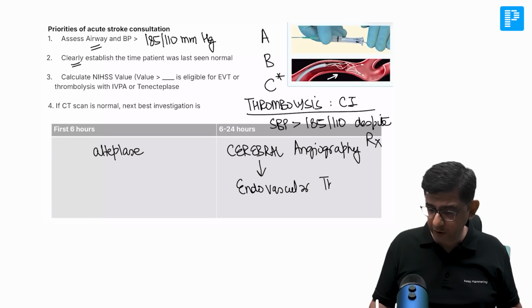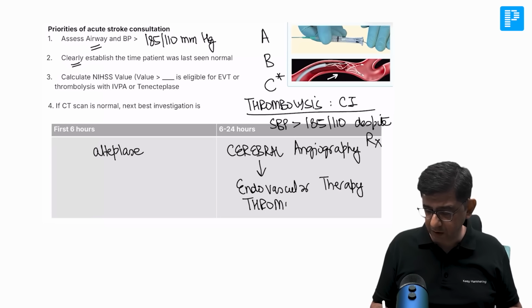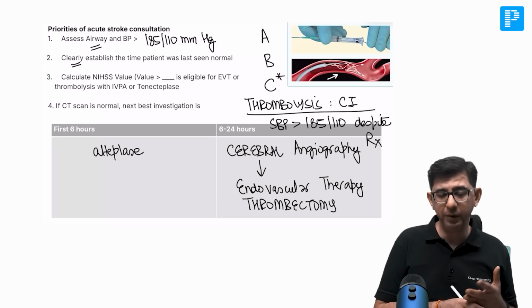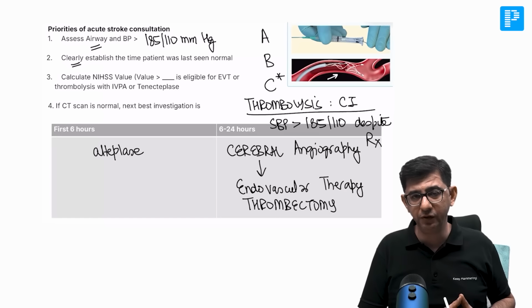Instead of using the word endovascular therapy, I can also use the word thrombectomy. So the point to be understood is very simple: when will you answer thrombectomy? You answer thrombectomy when the patient is outside the window period of thrombolysis.